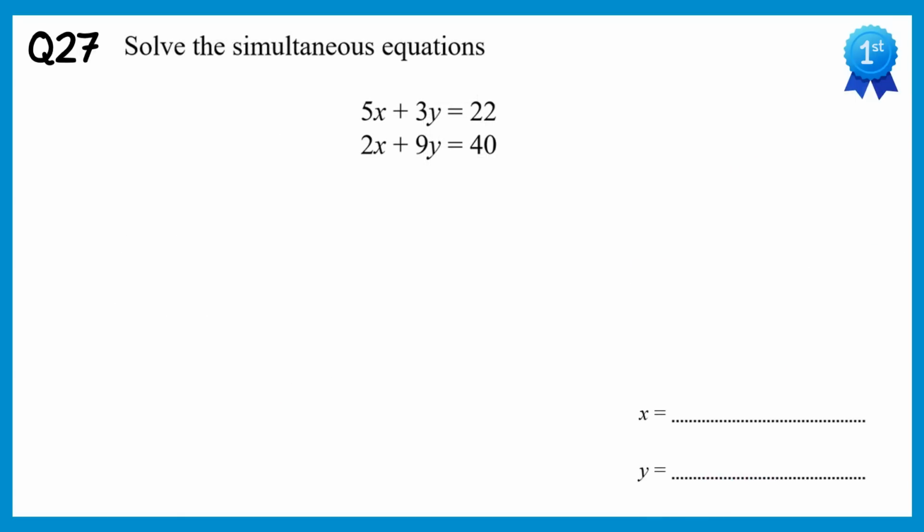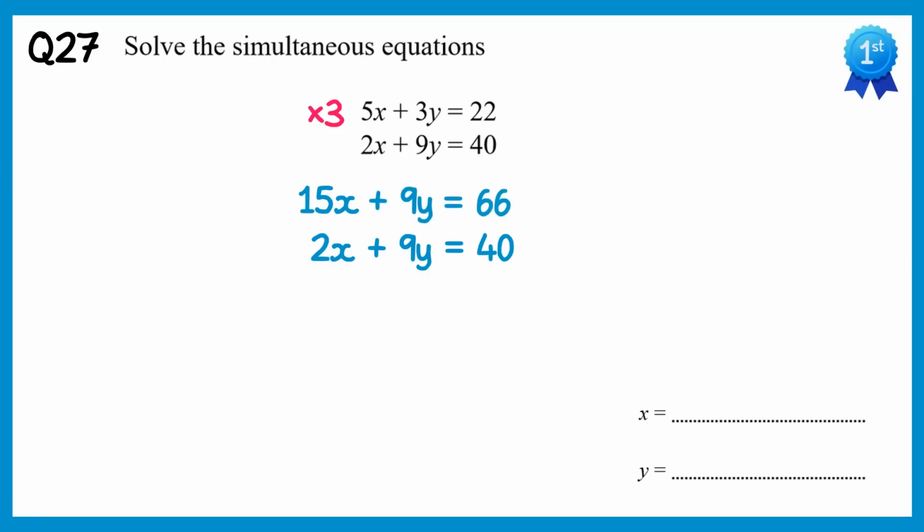In this question, we have some simultaneous equations. We'll need to try and match up one of the letters x or y. I noticed that we have 3y and 9y, so I could multiply the first equation to make it the same as the second equation. So I'll write the second equation and leave it alone, but the first equation I'll multiply by 3. 5x times 3 is 15x, 3y times 3 is 9y, and 22 times 3 is 66.